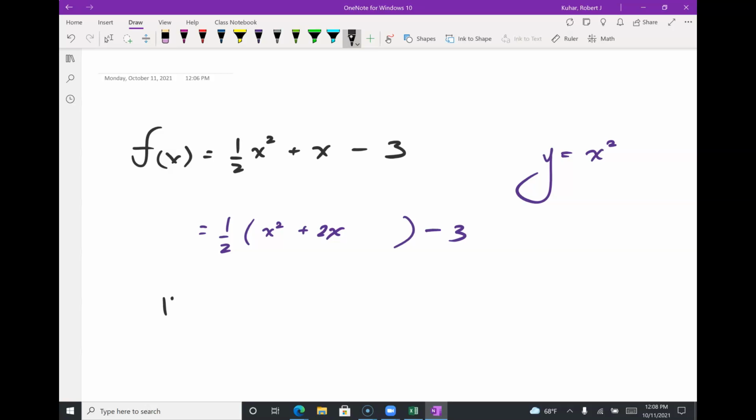Now I find k. k is 2. 1/2 of k is 1. And 1/2 of k quantity squared is also 1.